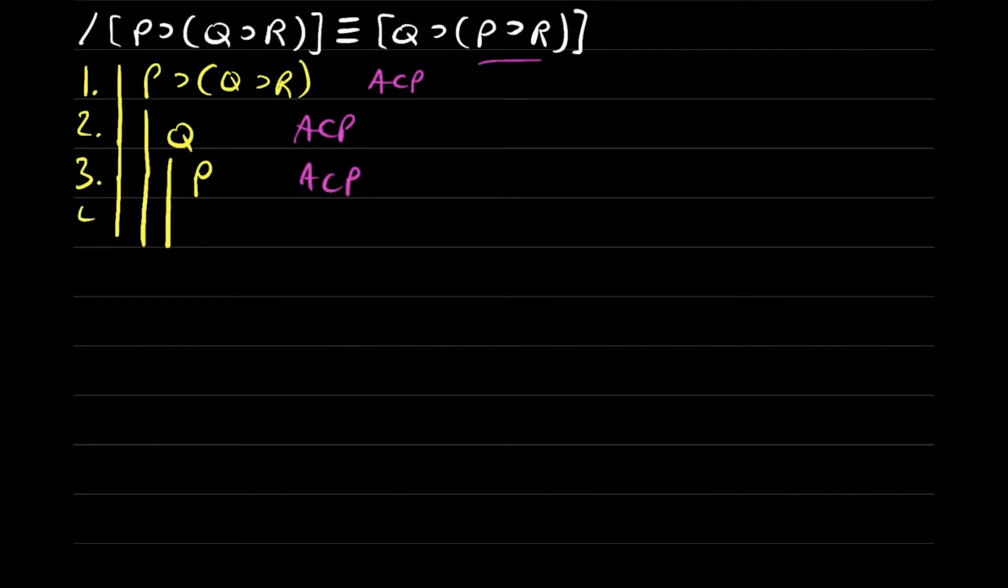This should be pretty easy, I think. Just don't forget about these vertical assumption lines. Once you have P, you can get Q implies R by modus ponens from line 1 and 3.